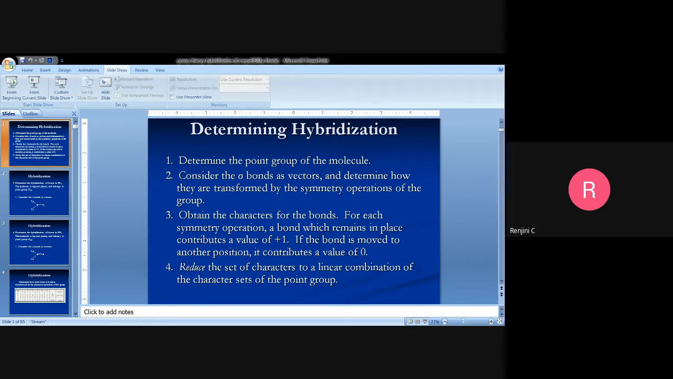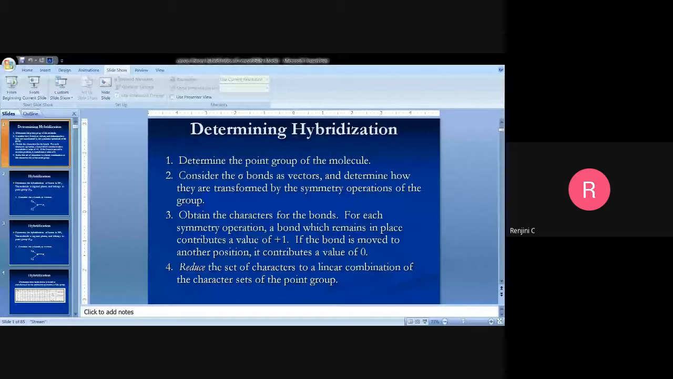So we can move on to the procedure, and we are taking the first example of BF3, as we are going to find out the hybridization of boron in the BF3 molecule. Okay, so first of all, we have to find out the point group of the molecule. And we all know that the molecule is trigonal planar and belongs to the point group D3h.